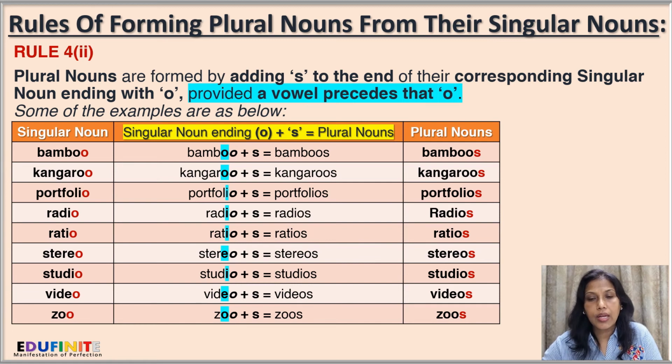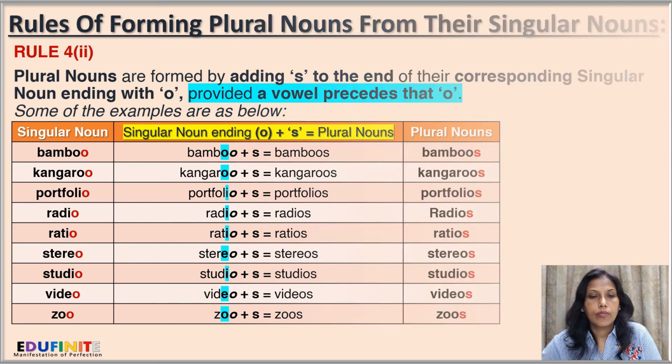Similarly, kangaroo, kangaroos. Now portfolio, in portfolio it ends with O and it is preceded by I. So it follows the rule and we just add S to it and it becomes portfolios. Similarly, radio becomes radios, ratio becomes ratios. Stereo also similarly, the O is preceded by a vowel E. So it becomes stereos, studio becomes studios, video becomes videos, and zoo becomes zoos by just adding S to it at the end.